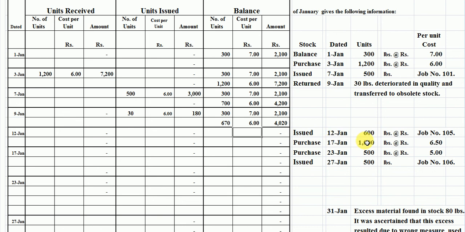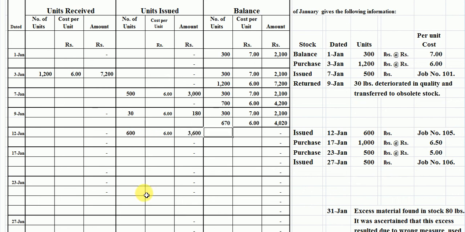Now students, issued on 12 Jan 600 pounds of materials, job number 105. Now we take from the last purchase, which is 670 pounds here. Now we take the materials from the 670 pounds as 600 pounds. The rate is 6 per pound.